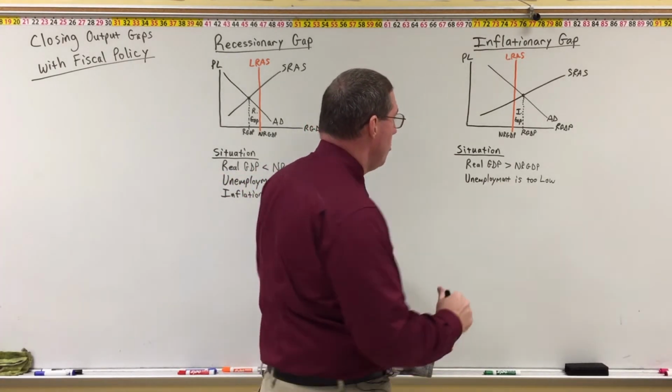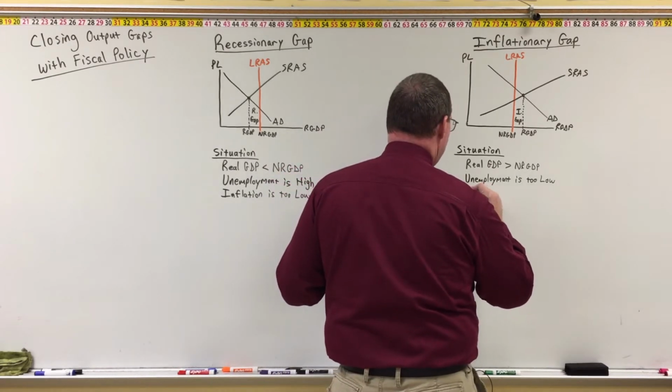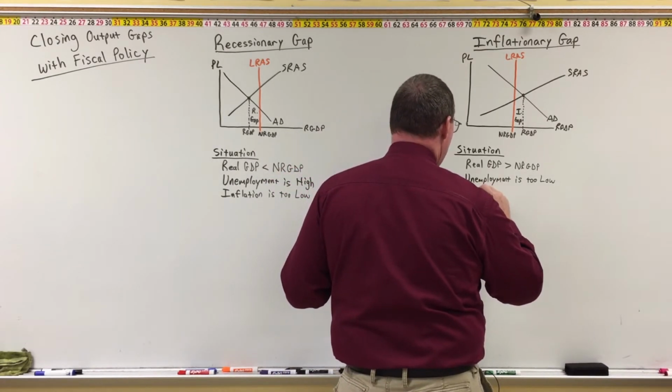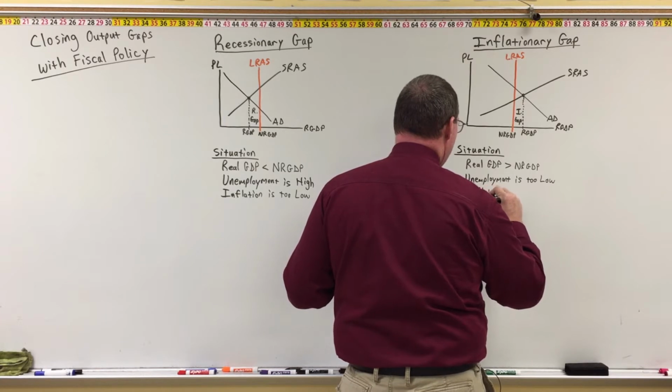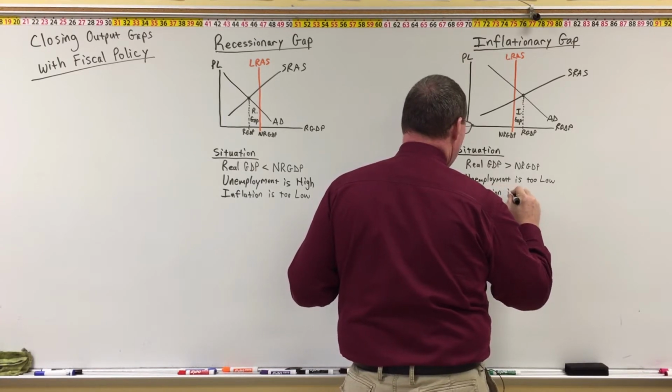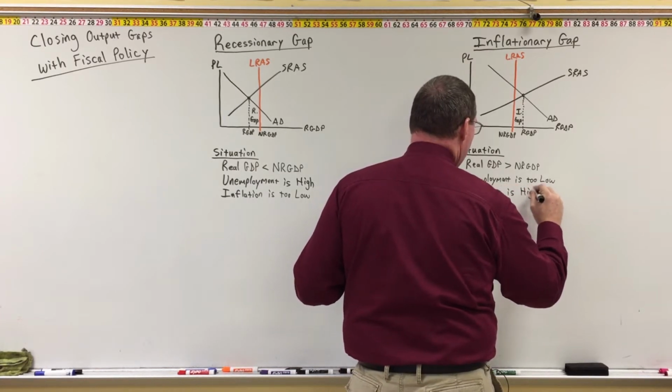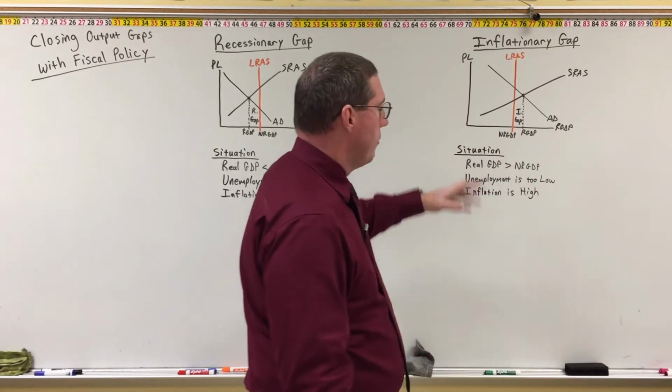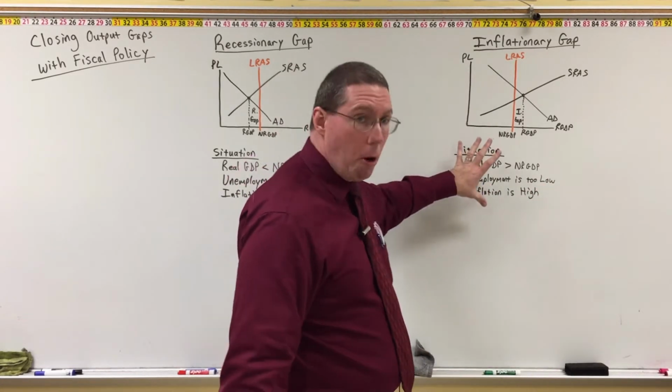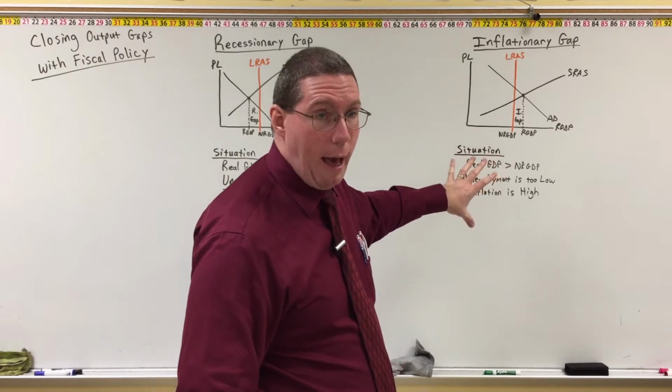So unemployment is too low, and now here's the real problem that is obvious, and that is inflation is high. Inflation is high. That's the only problem here. People are going to say, oh, well, that's really the only problem, everything else is just fine. No, this is a problem. We need to close this inflationary gap.